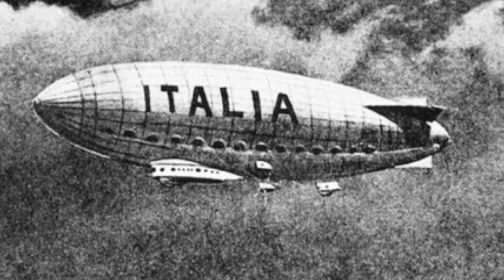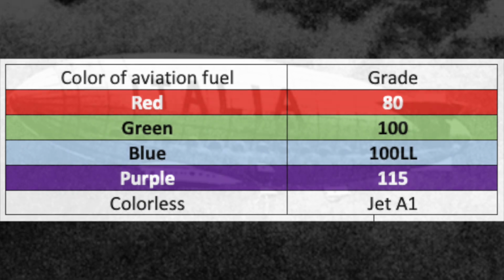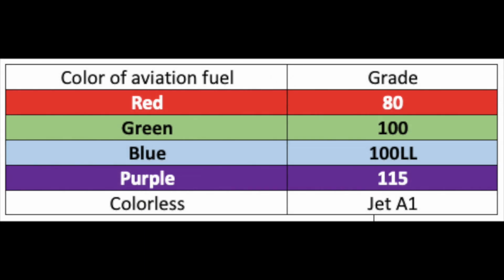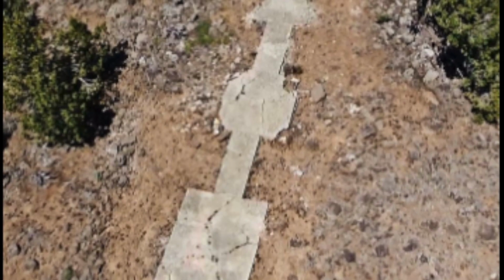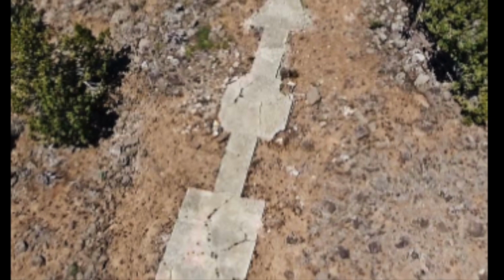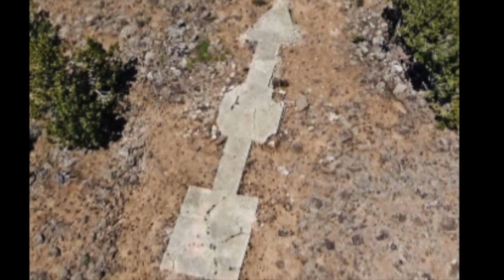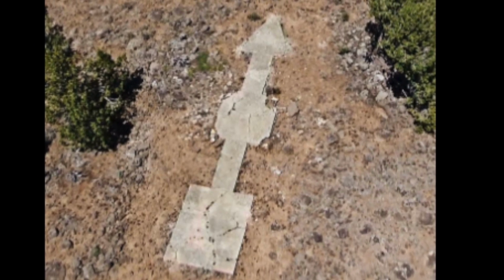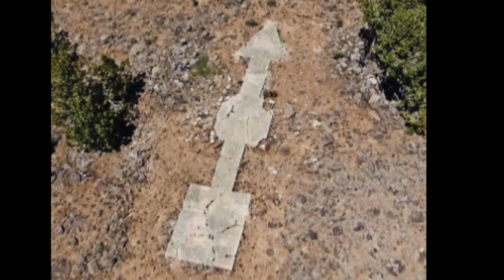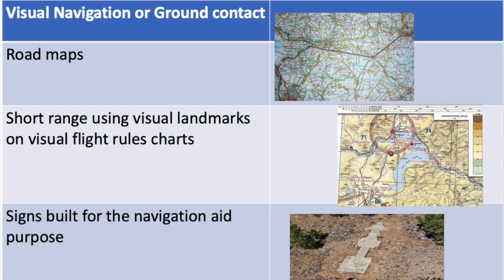The fuel had no unique standard as you have today, and definitely no radio. So safety had appalling results. Navigation was all by visual contact, and that was the norm. And they used aids built for the purpose of navigation, like this arrow, that was used by the U.S. Postal Service after World War I.